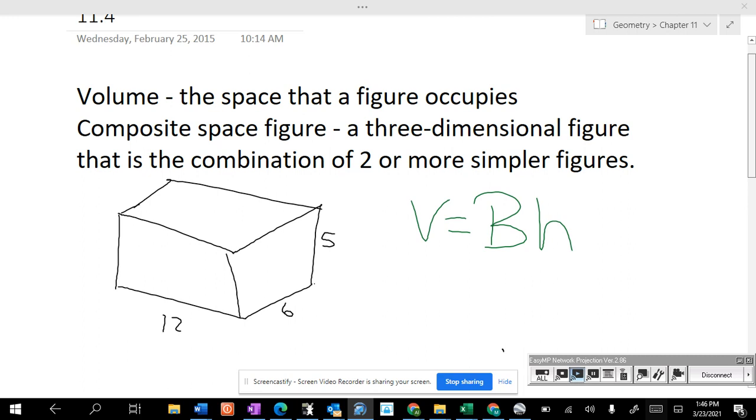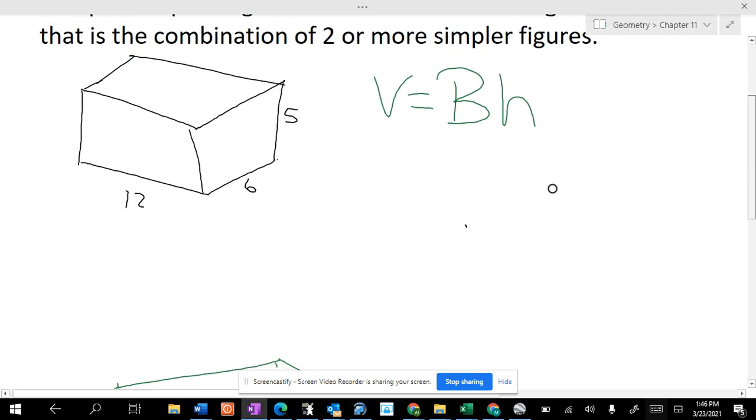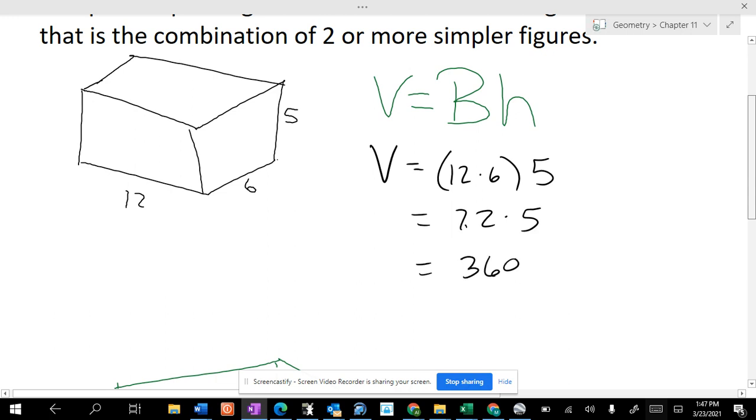All right. So, volume of this box, super easy to find. It's the area of the base times height. Well, what's the base? 72, because the area of the base is found by taking 12 times 6. And then you take that times the height. So it's 72 times 5, which is 360. Easy peasy lemon squeezy when it's a box.